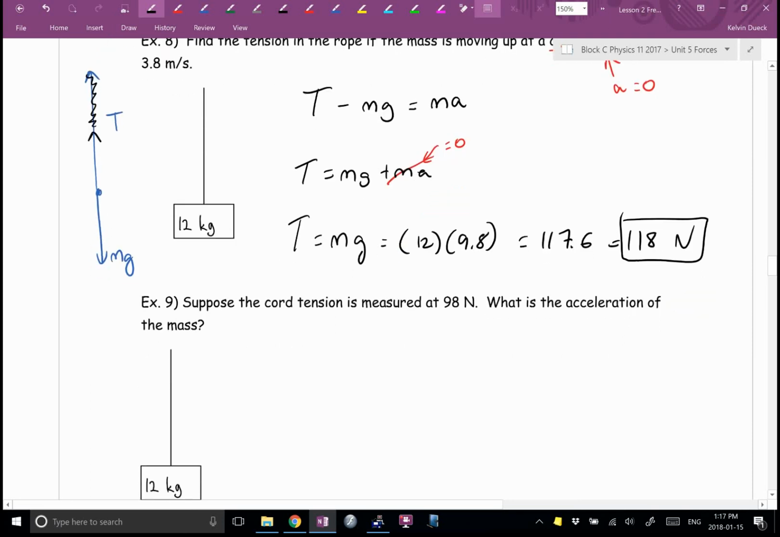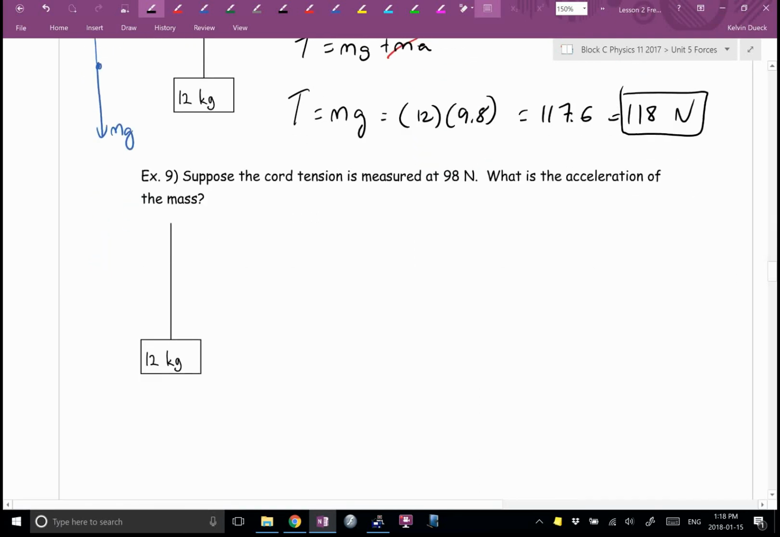Not only can I give you the acceleration and say find the tension, as far as I'm concerned, I can give you the tension and say find the acceleration, Emily. So number 9 says, suppose the chord tension is measured at 98 newtons. What's the acceleration of the mass? What does this question want me to find, Emily? You know what this is a job for? Let's represent the mass with a dot.